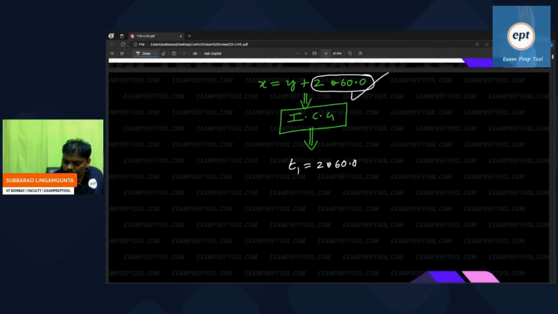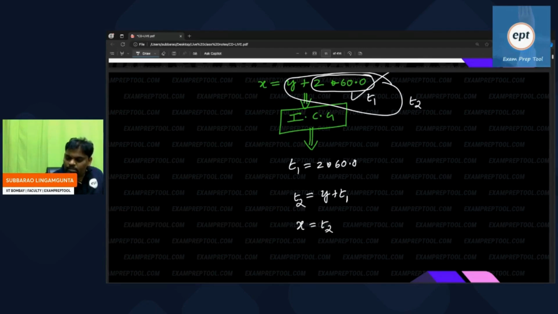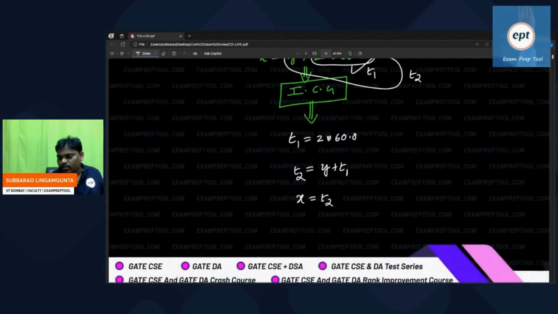Next one, T2, if you observe, is Y plus T1. This is the T1. Y plus T1 is T2. It will be done in one more temporary variable, T2. Lastly, X is equal to T2. This is called intermediate code because you are using some temporary variables. This is called intermediate code generation.